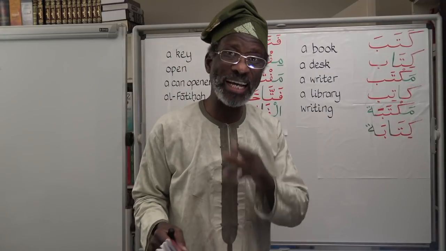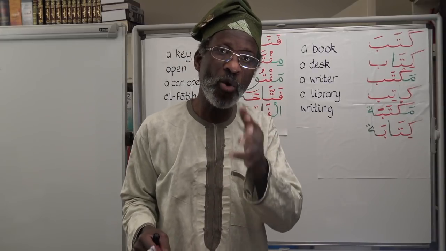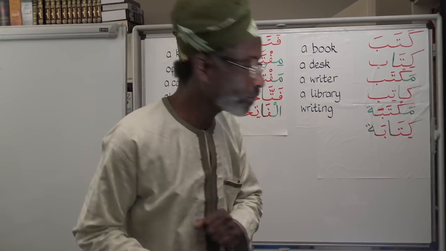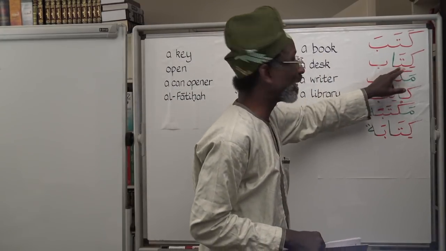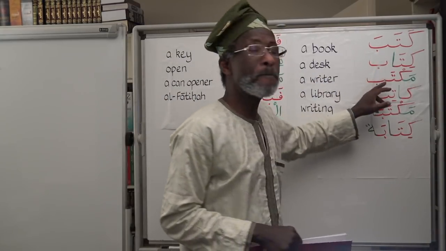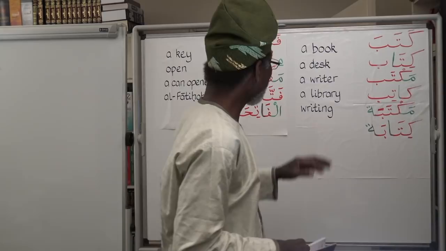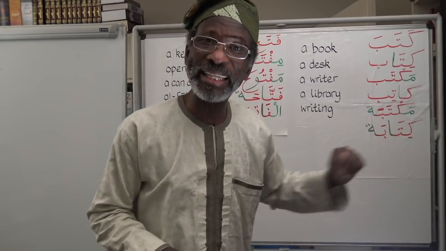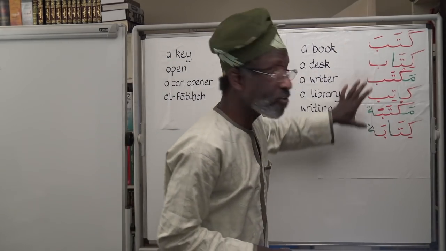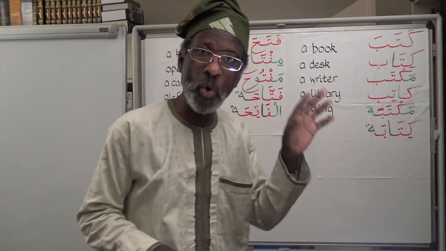Now, once you know that kataba, this ka and ta and ba, has some kind of connection with writing, something has writing attached to it in some way. For instance, a book is kitab. A desk, maktab. A writer, katib. And a library, maktaba. Writing, kitaba. So all these five words, you can see the root letters kaf, ta, and ba, in the same order.